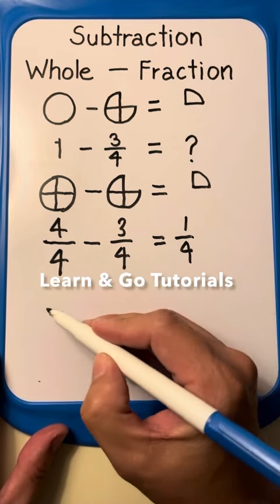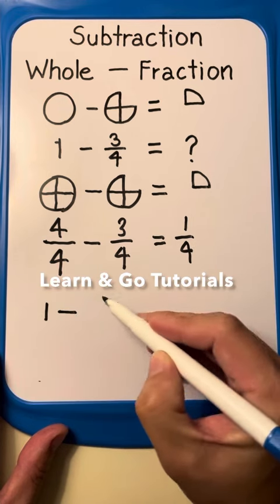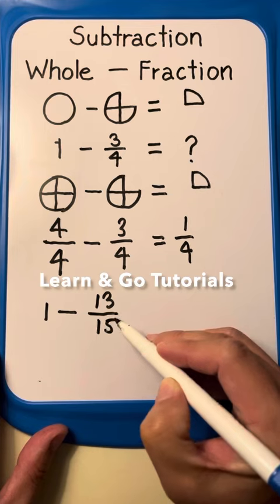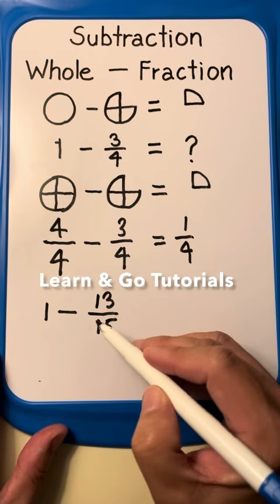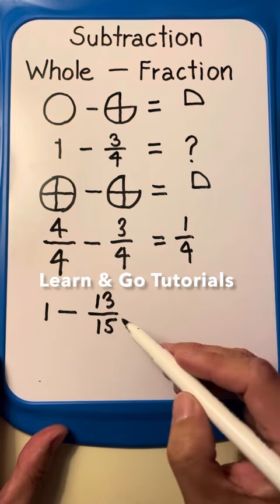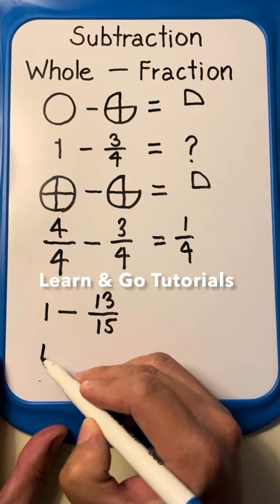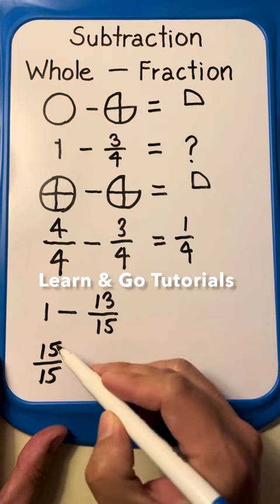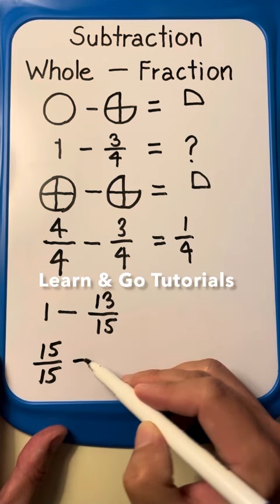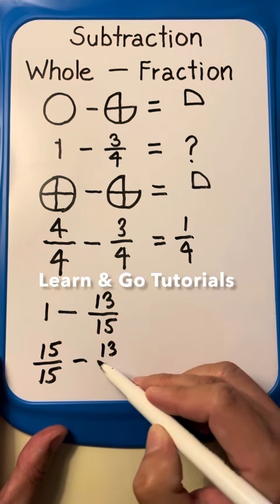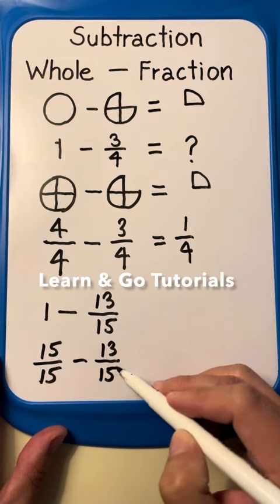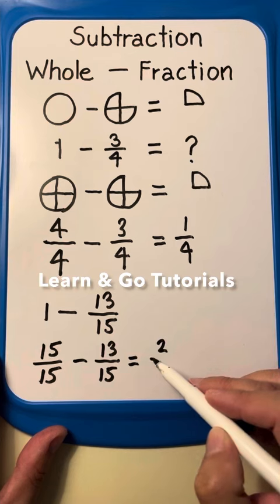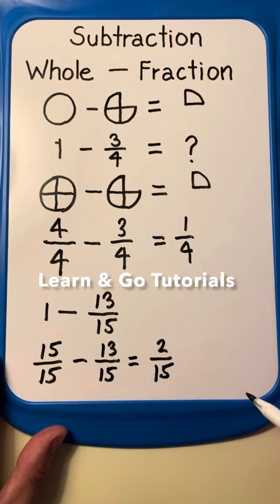For example, 1 minus 13 over 15, or 13 out of 15. So the 1 whole piece will be 15 out of 15, that is equal to 1, minus 13 over 15. The answer will be 15 minus 13, 2 over 15. And that's the answer.